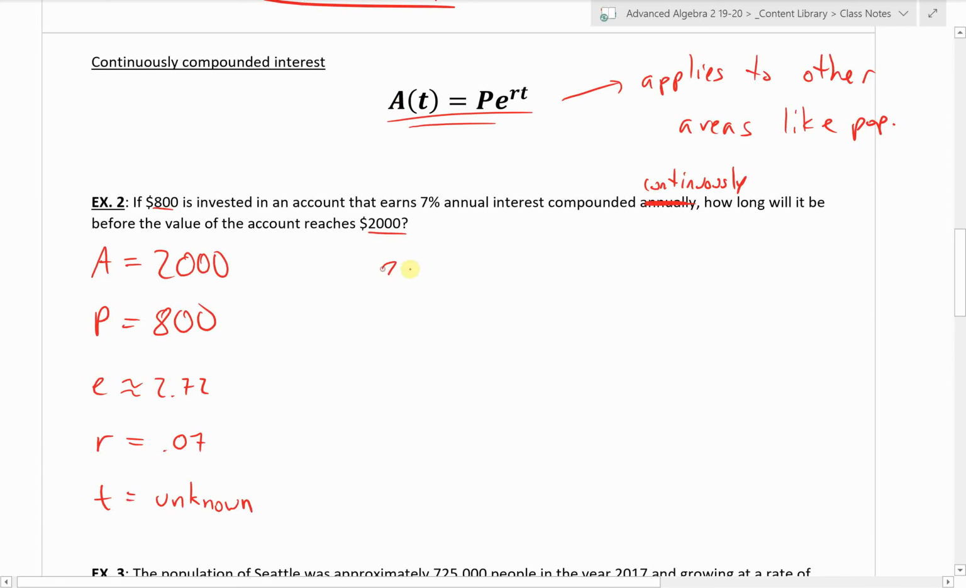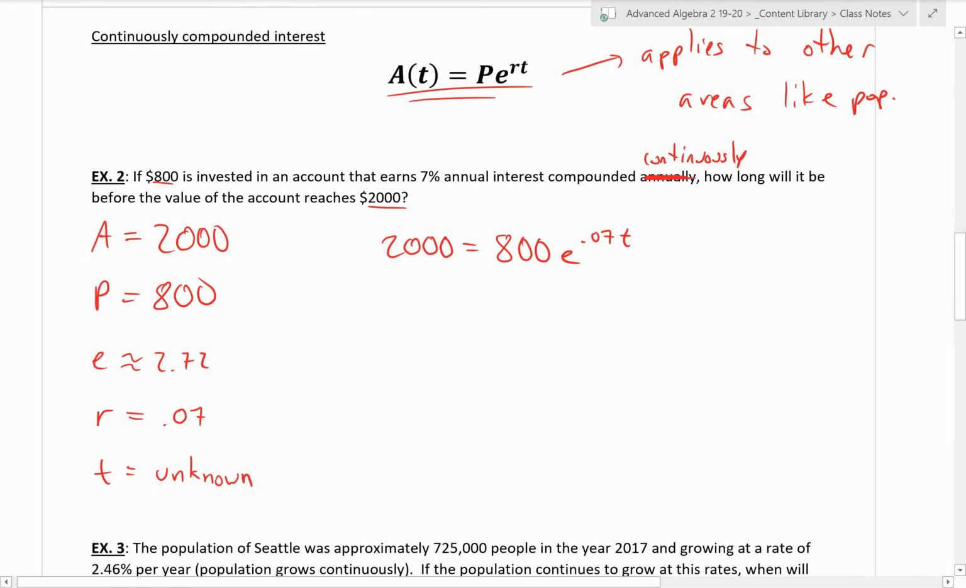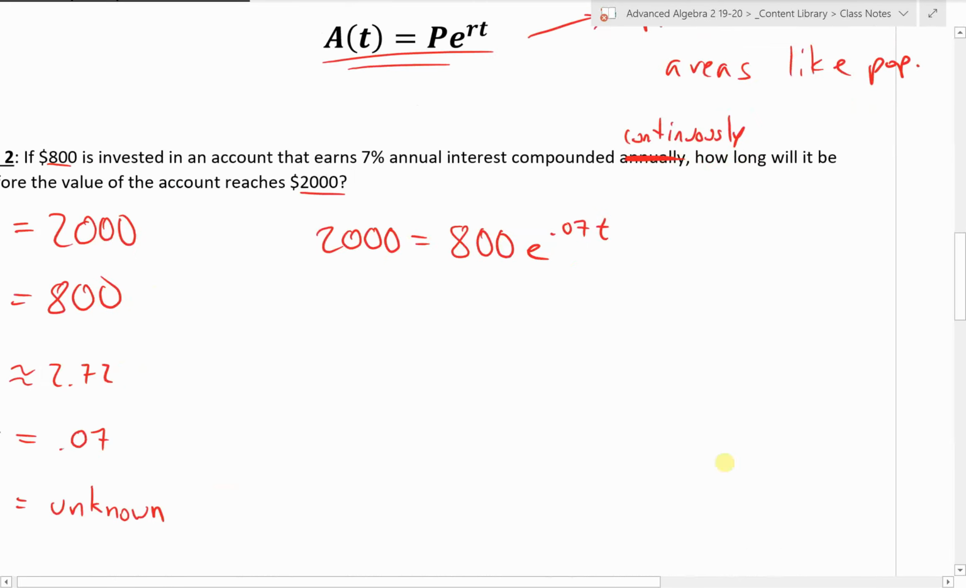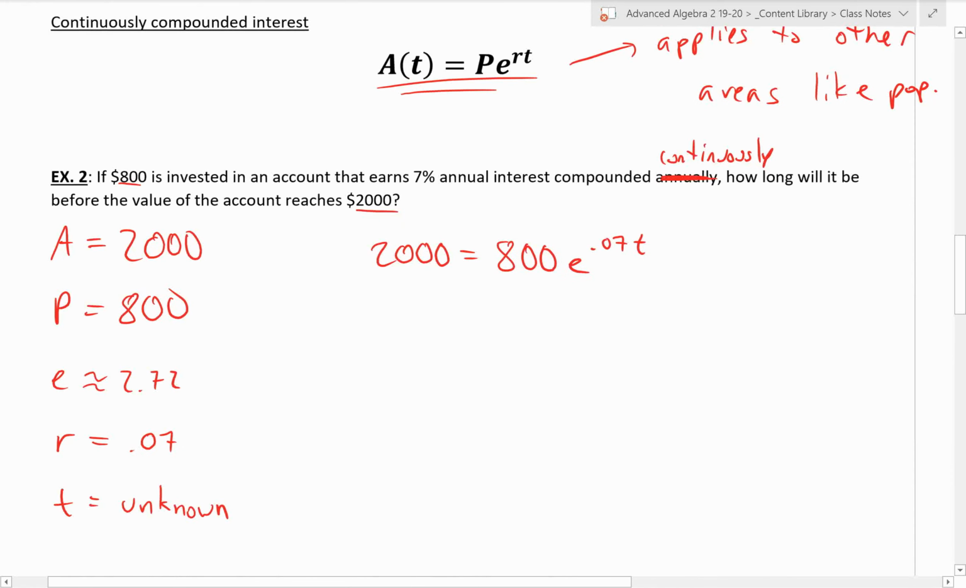A is the amount we're trying to get. That's 2,000. P is the amount that we have. That's 800. E is the constant, Euler's number. Our growth rate is 0.07. And t is the thing we don't know. How long will it take for us to get to $2,000 from $800?